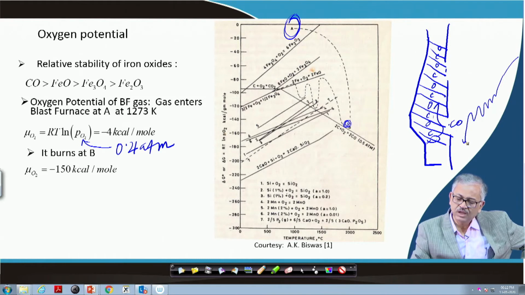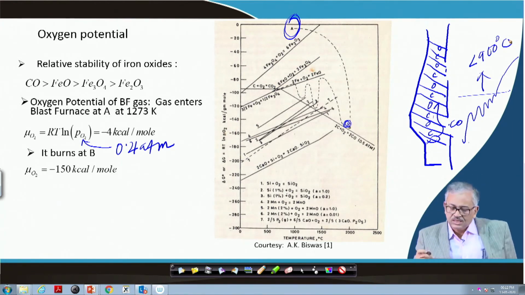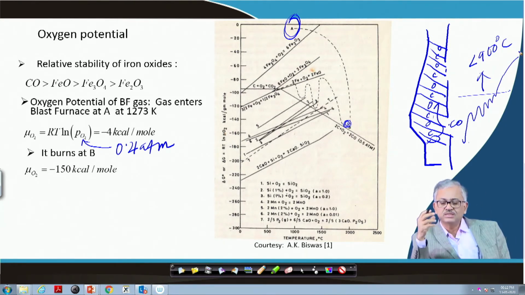Initially it is low and then it will increase, it will fluctuate to some distance, and beyond that the oxidation potential will increase only, there is no fluctuation. Why? This is the region where the temperature is less than 900 degrees centigrade. So, in the upper part, when the temperature is less than 900 degrees centigrade, its oxidation potential only increases, because only the CO will reduce the iron oxide, iron ore.